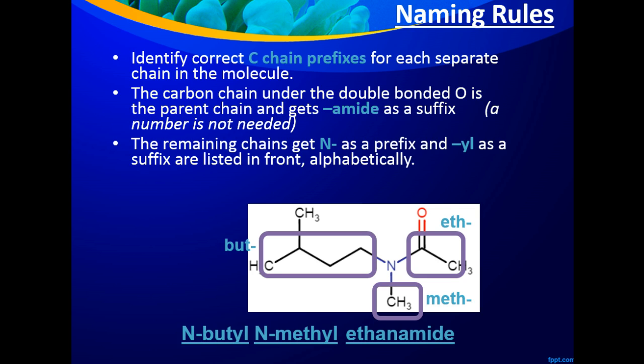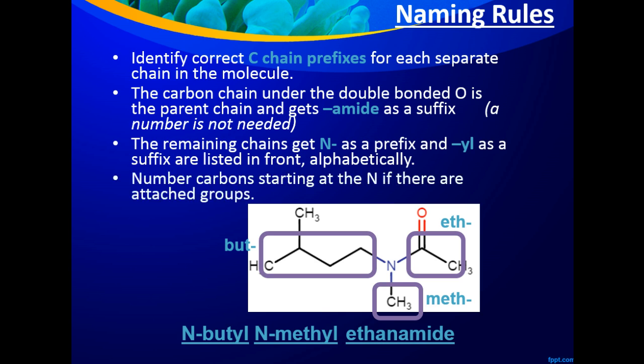However, in this case, we still have something coming off the butyl chain. So we got to throw that out front. So there's a methyl group that's going to go out front. So it is 3-methyl, N-butyl, N-methyl, ethanamide.